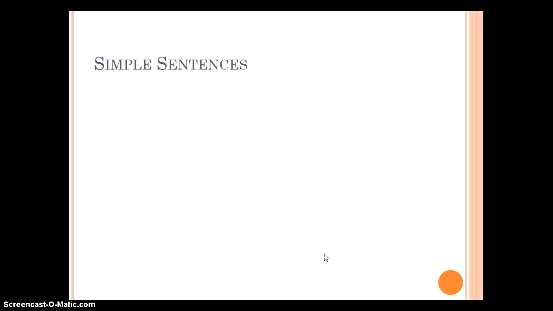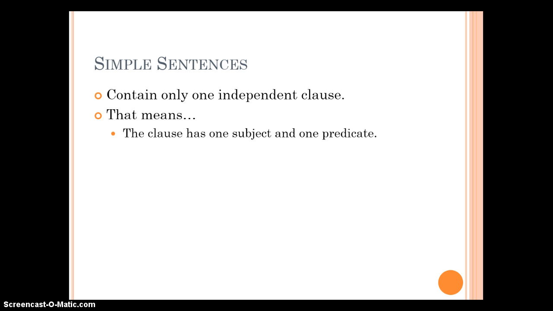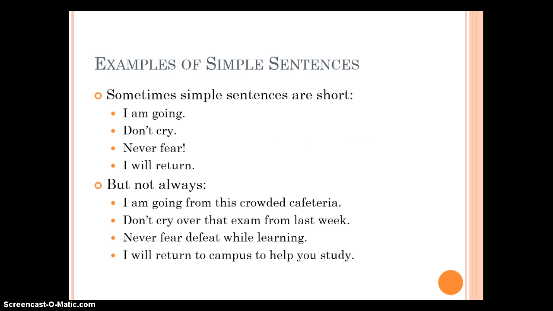The first type of sentence you need to be able to identify for the TEAS is the simple sentence. This is a sentence that is only one independent clause. It only has one subject and one predicate. It is just one complete sentence. It has a complete meaning all by itself.